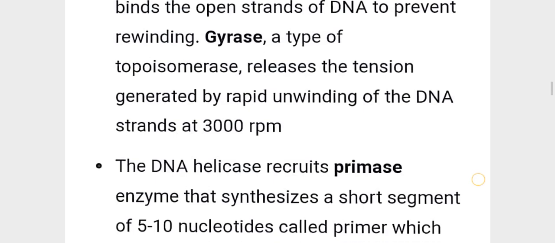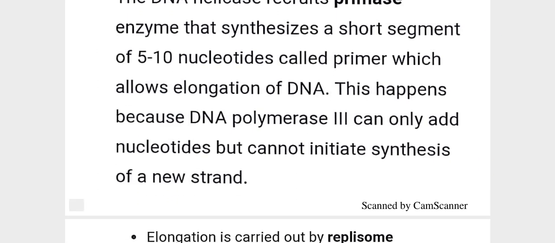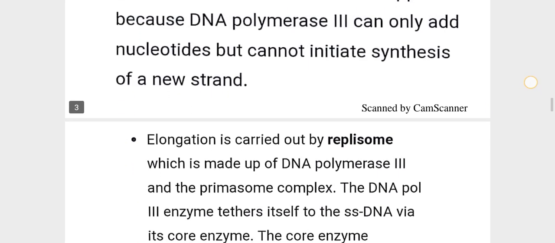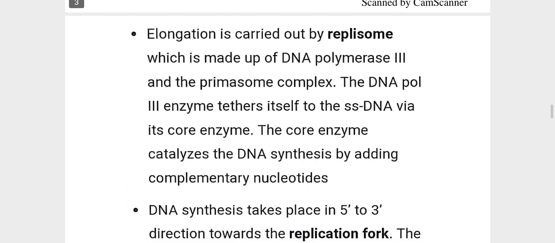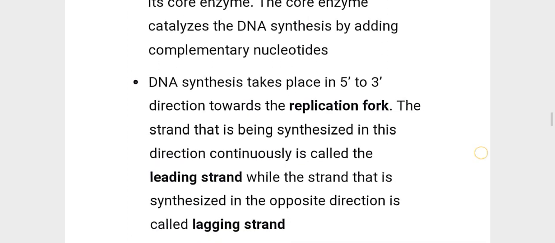The DNA helicase recruits primase enzymes that synthesize a short segment of 5 to 10 nucleotides called primer, which allows elongation of DNA. This happens because DNA polymerase 3 can only add nucleotides but cannot initiate synthesis of a new strand. Elongation is carried out by the replisome, which is made up of DNA polymerase 3 and the primosome complex. The DNA pol 3 enzyme tethers itself to the ssDNA via its core enzyme. The core enzyme catalyzes DNA synthesis by adding complementary nucleotides.